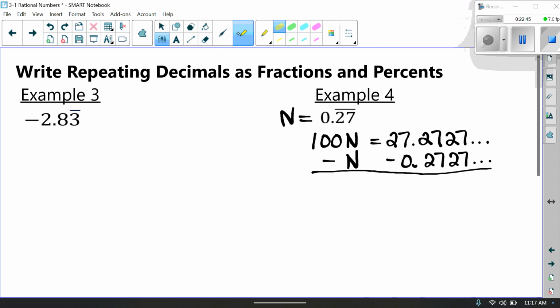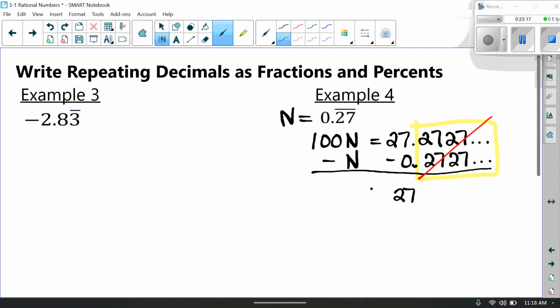So over here, what's this going to be equal to? 0, right? So can I just cancel it out? Can I just draw a line through it? Okay, so this cancels out to 0. So now, on that side, we just have 27 minus 0, which is what? 27. So now we have 27 on this side.